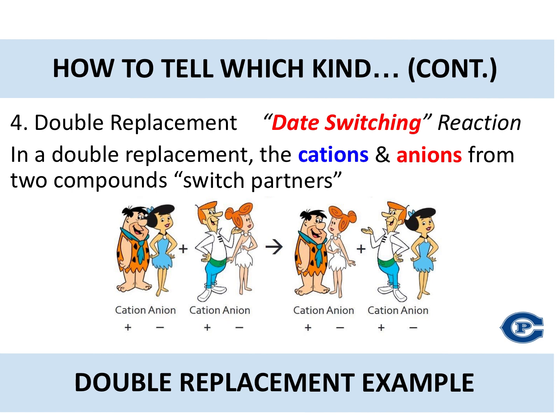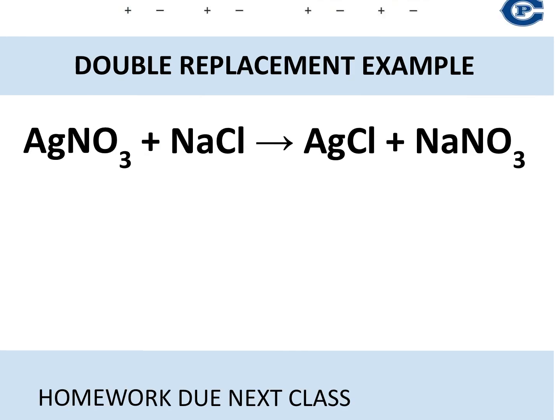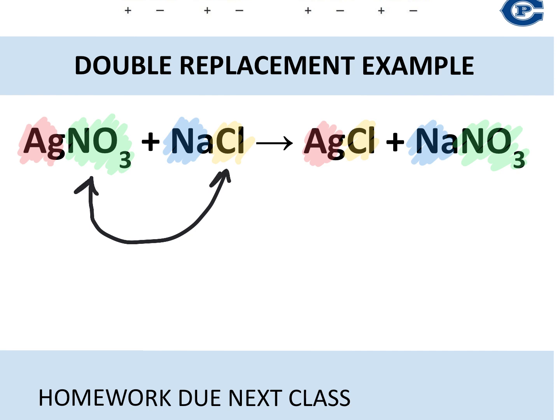The last type of reaction that we're going to focus on is the double replacement, and this is the date switching reaction. In this one, you're going to have two compounds, and essentially the cations and anions are going to switch partners. Let's look at an example. Looking at a sample here, you want to identify your cation. In this case, my cation is Ag, and then I have my Na. My NO3, because it is a polyatomic, is going to stay together, and then I have my Cl. What we're going to observe is that my Cl and my NO3 are going to switch places. So my AgNO3 now becomes AgCl, and my NaCl becomes NaNO3.